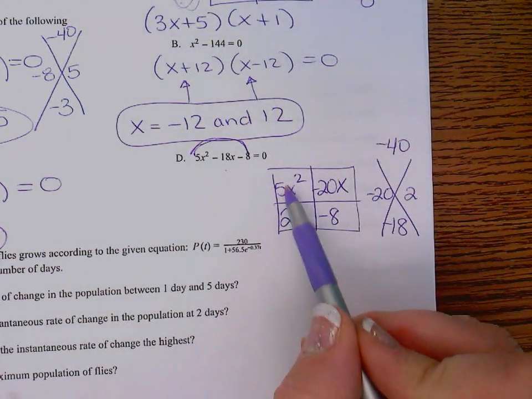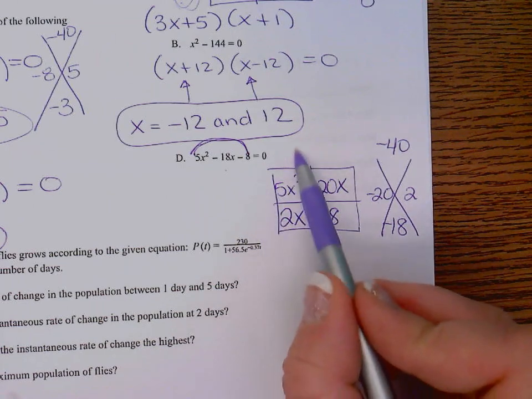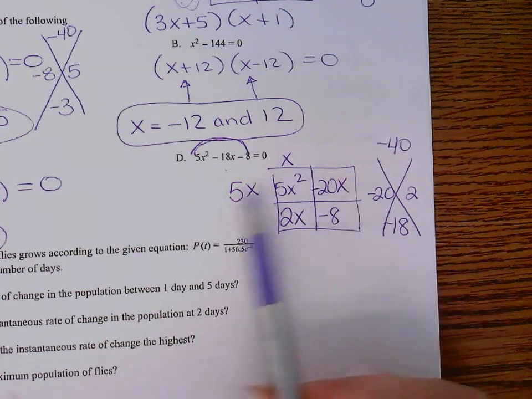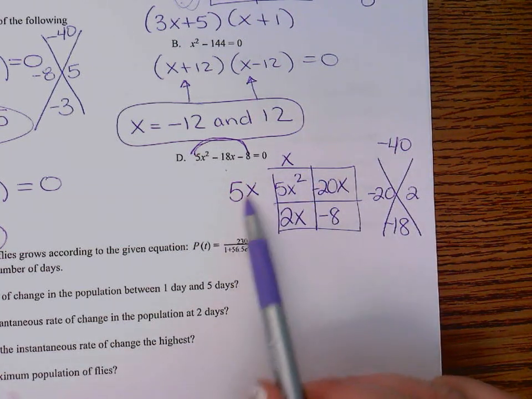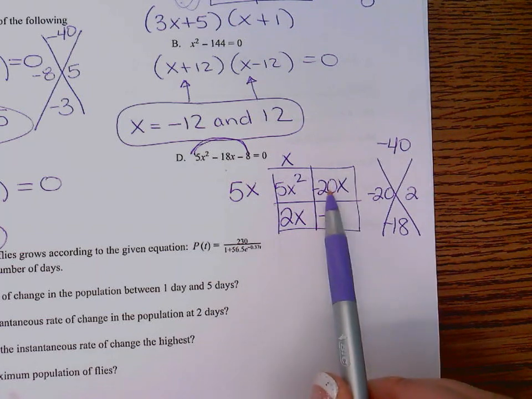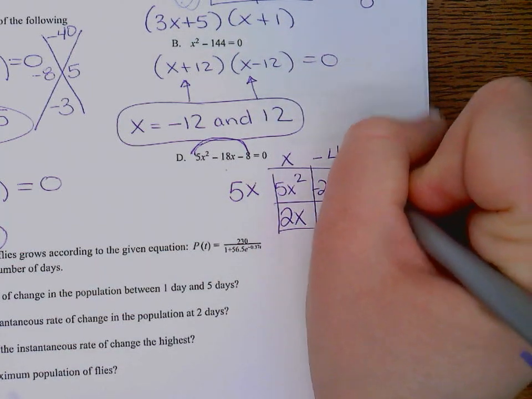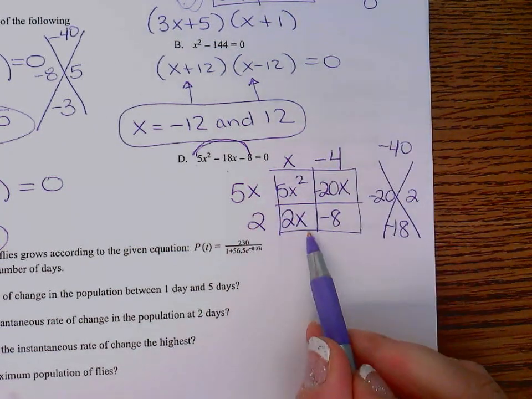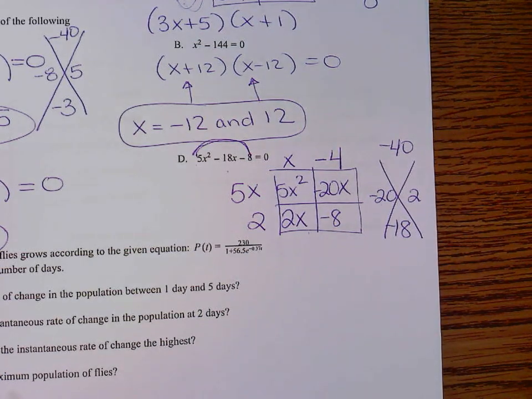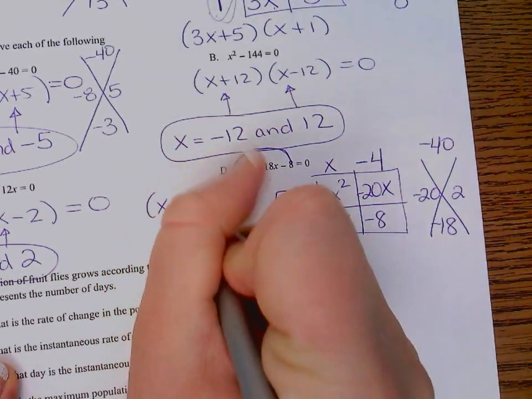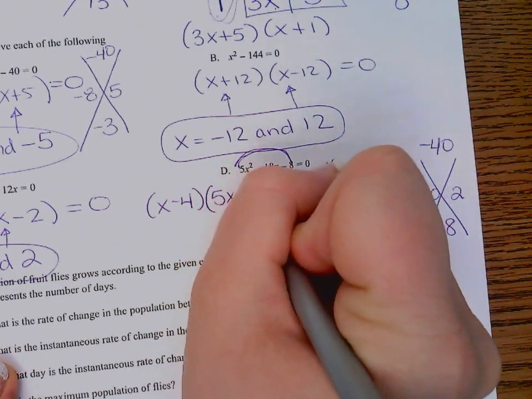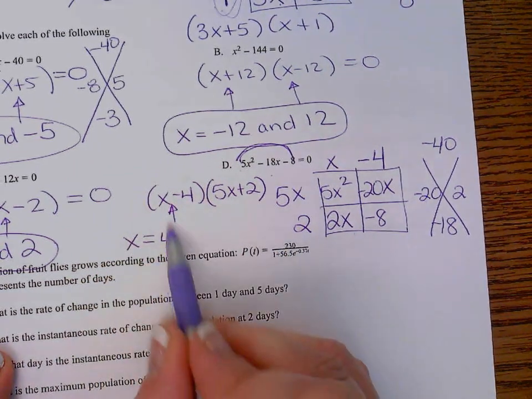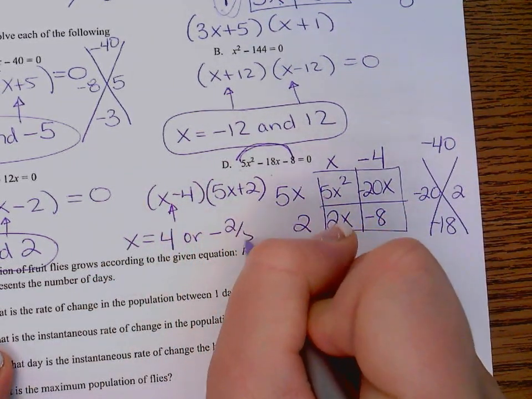So you know that 5 is prime, so it either has to be 5x times x or 5x times x. You want to put the 5x wherever it's going to be across from the 20, because 5x can multiply by something to get you that -20. So -4, right? 5x times -4 is -20x. x times 2 is 2x, and that does multiply to get you -8. So your factors are x minus 4 and 5x plus 2. And your final answer is x would be +4 or -2/5.